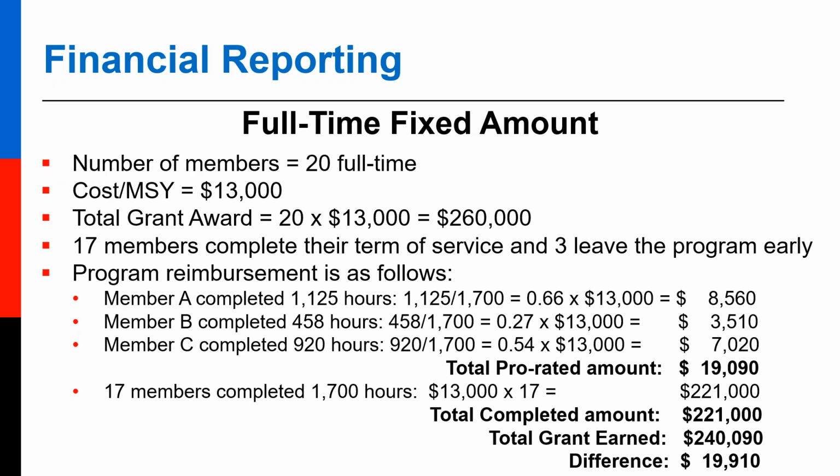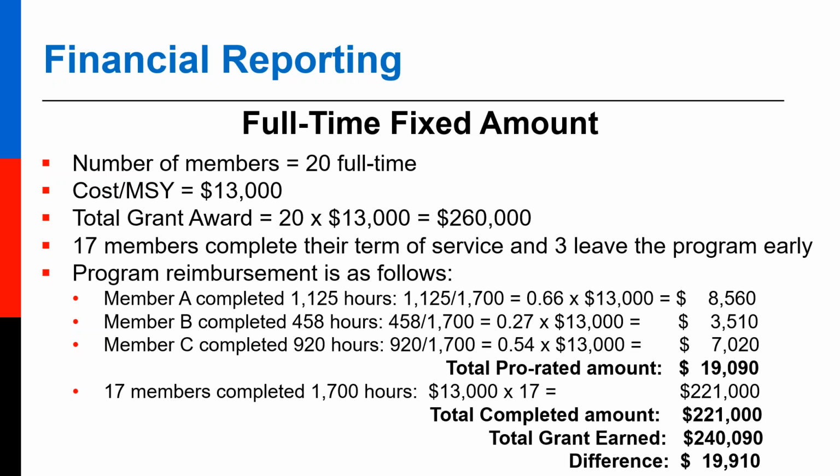And then if we go back up a little bit to each member, member A completed 1,125 hours. You divide that by 1,700 hours, which is the requirement for full-time members, which means they only completed 66% of their time. You take 66% times 13,000, which was your cost per MSY, and the program can only get reimbursed $8,560 for that individual. Same thing for member B. They completed 458 hours, which is 27%, for a total of $3,510. And member C, 920 hours, which is 54%, for a total of $7,020.